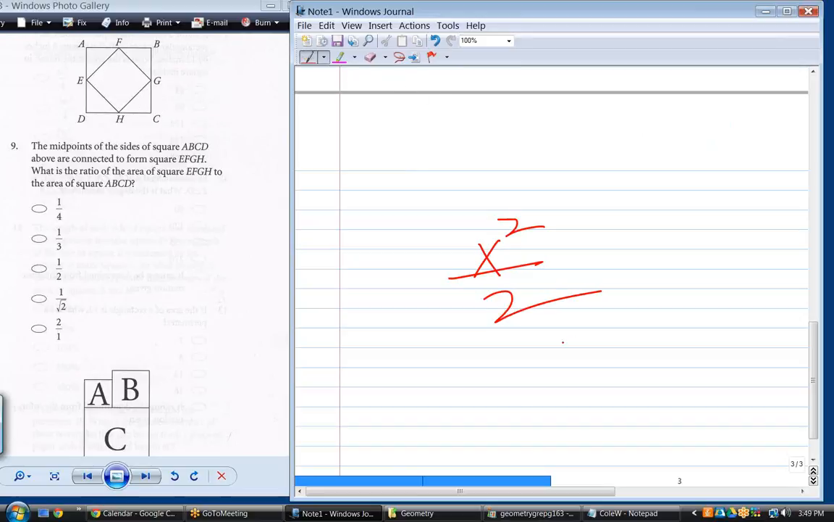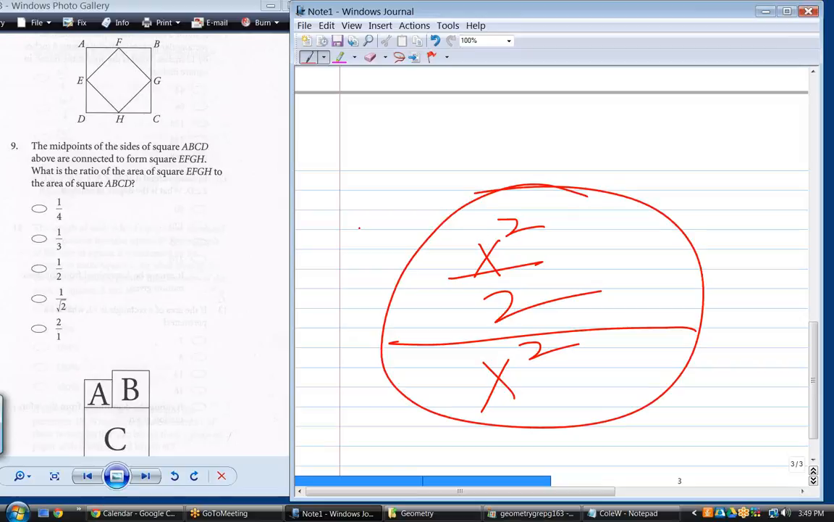What was the area of the outside square? Because they want the ratio of the area of the inside square to the area of the outside square. What did I let this distance be? Twice as much as x. So the area of the outside square has to be x squared. Okay. Notice, what is that ratio? What is that ratio? 1/2. Uh-huh.